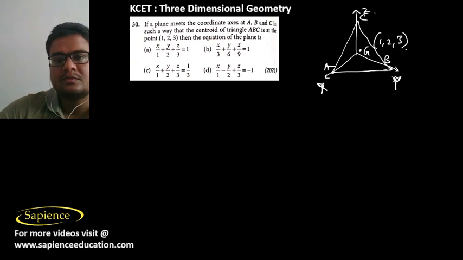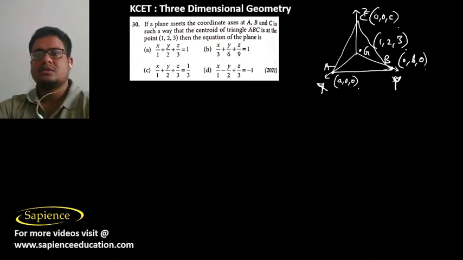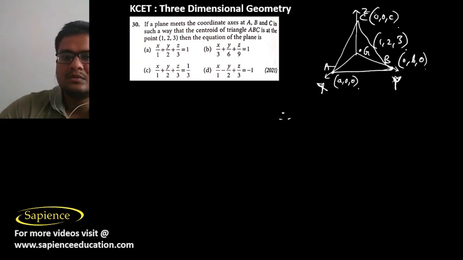So if the coordinates of the point A is A, 0, 0, coordinates of the point B is 0, B, 0, since it lies on the y-axis, so its x coordinate and z coordinate should be 0. Similarly, point C is 0, 0, C, since its x and y coordinates should be 0. So therefore, the centroid will be A plus 0 plus 0 by 3, that is A by 3, 0 plus B plus 0 by 3, that is B by 3, and 0 plus 0 plus C by 3, that is C by 3.